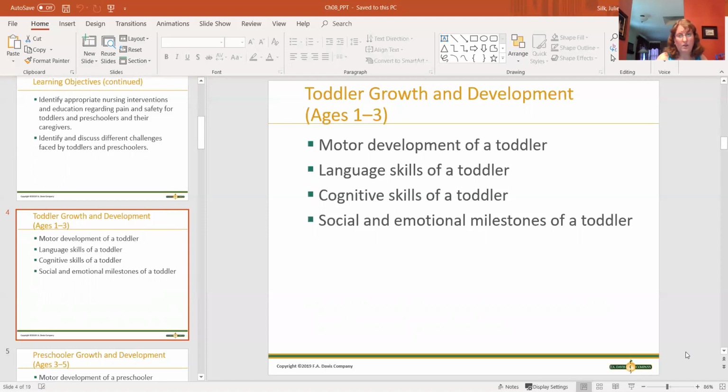With cognitive skills, they should be able to find objects that are hidden, begin to identify and sort colors and shapes, begin to play make-believe, and begin to scribble and show preference for one hand versus the other. And then social and emotional milestones: they can imitate others, have awareness of themselves as separate from others, show affection openly, begin to display defiance, display separation anxiety until approximately the end of the 2nd year, and express jealousy at the arrival of a new sibling.